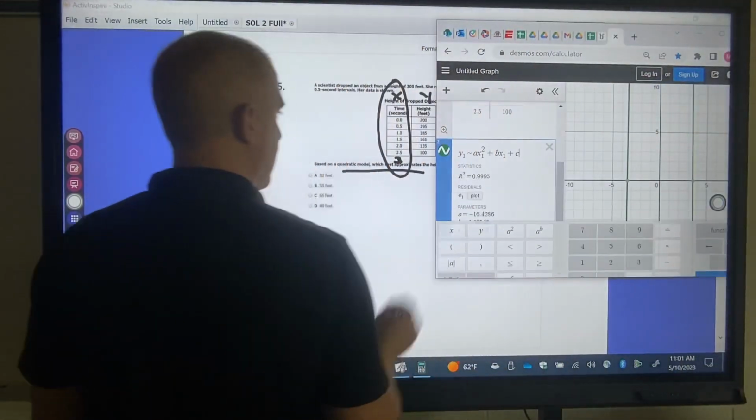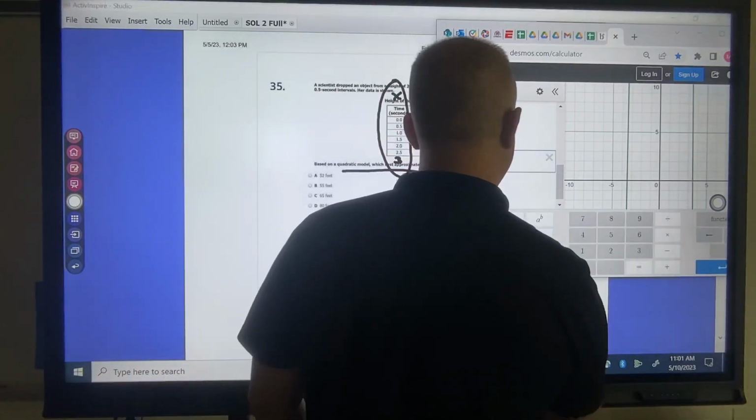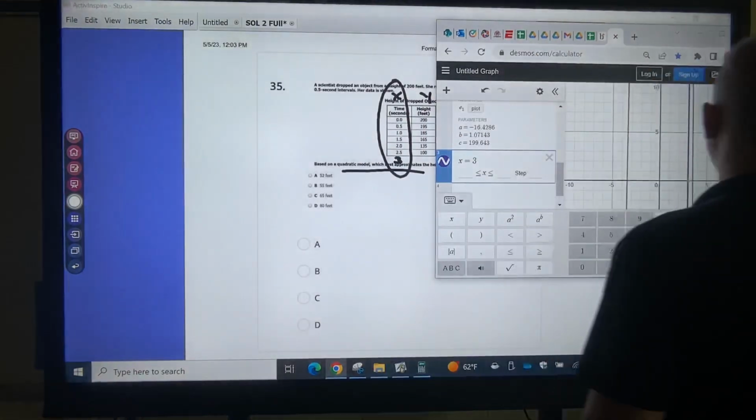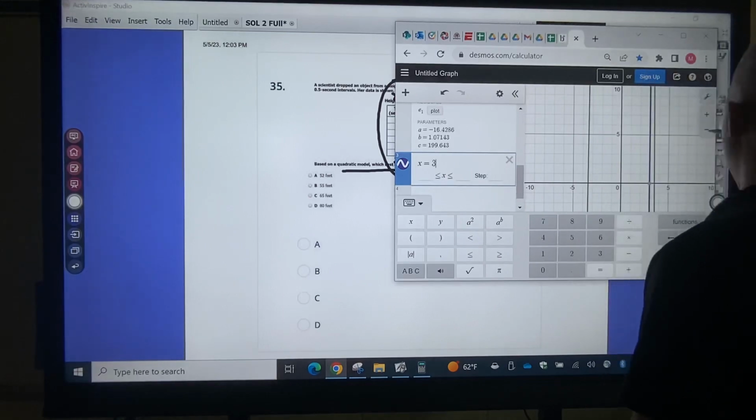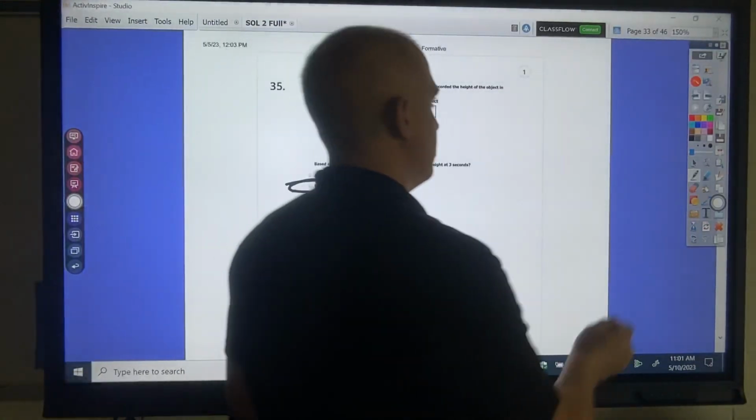Okay? All right, now all I got to do is put x equals 3 in here. The third thing, okay? I want to zoom out until I find where that little thing is there. It's going to be 55, okay?